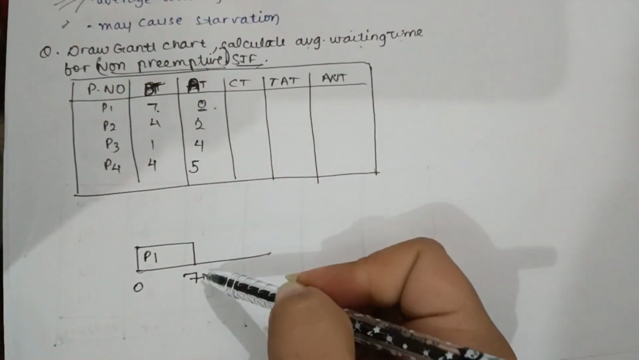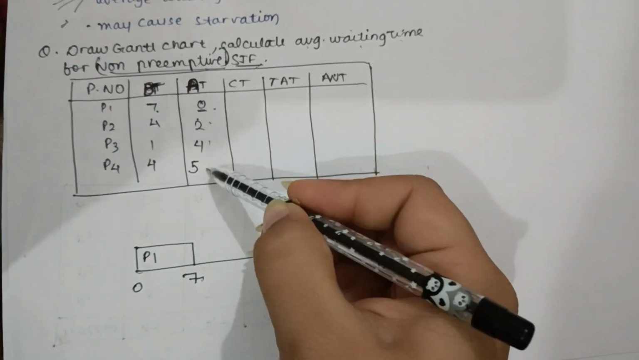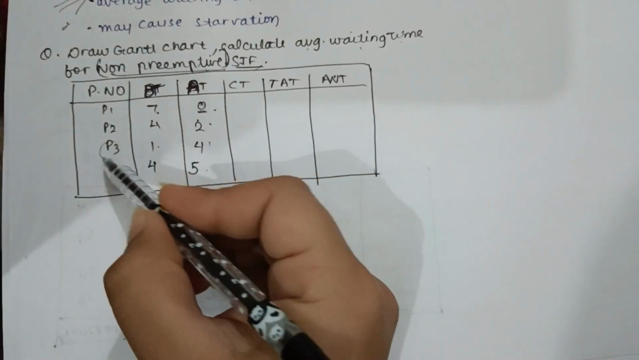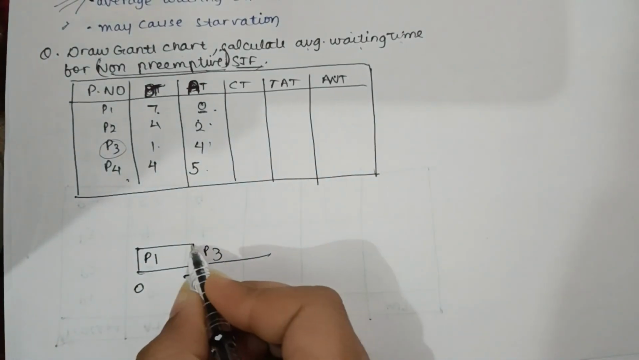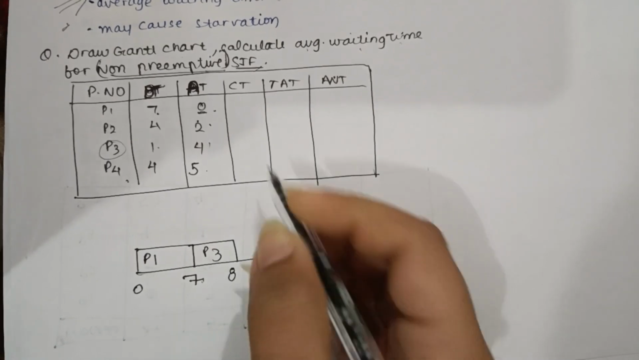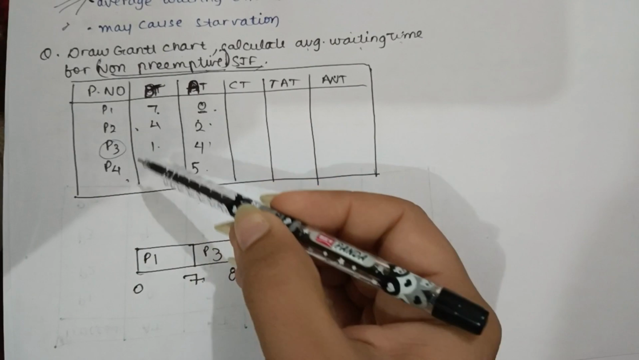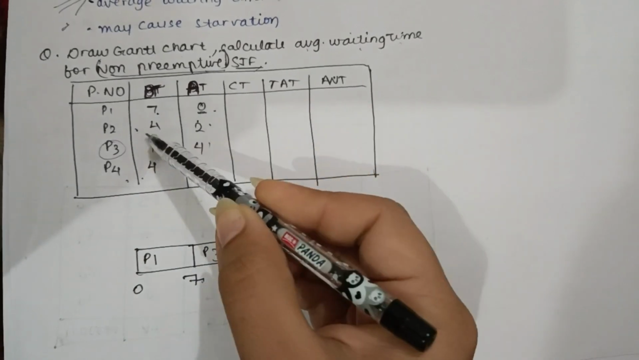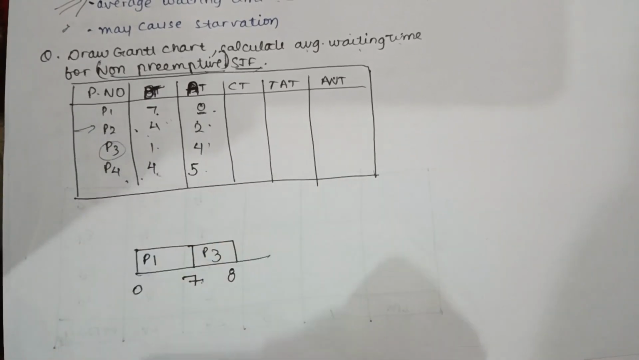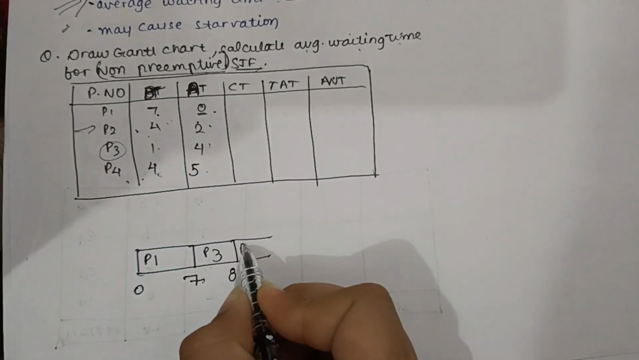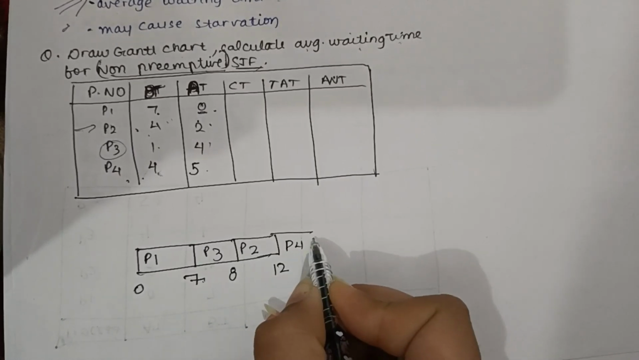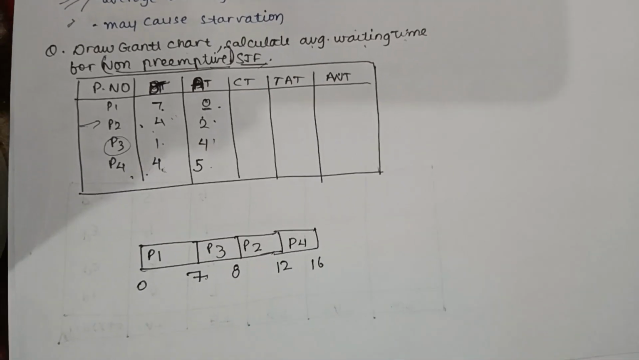And then afterwards, we reach 7. By 7, arrival times 2, 4, 5, so all these three processes have arrived. Now the shortest burst time is with P3. So P3 would be executed next. It needs only 1 unit of time, so it would be completed by 8. And then afterwards, again P2 and P4 were there. Now they both have equal units of time, so we have to choose P2 because it arrived first. So we are using P2. It needs 4 units of time, completed by 12. And then we have P4, again 4 units of time, completed by 16.